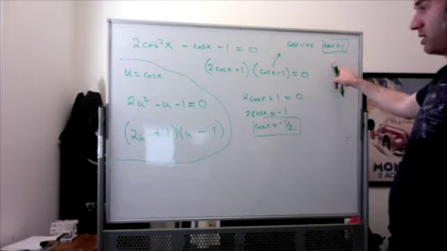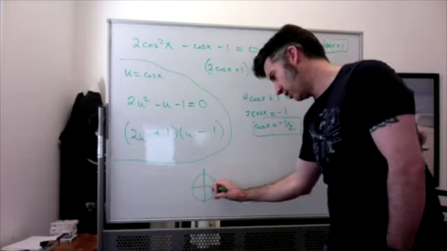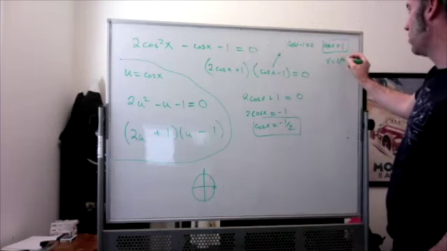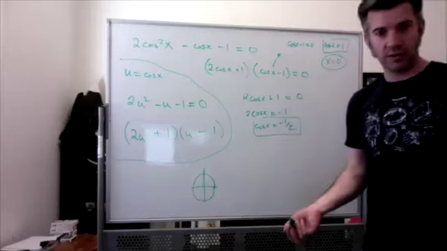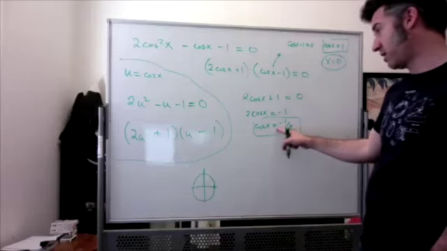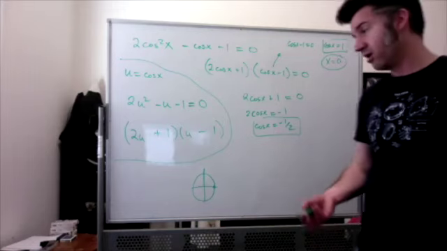Okay, so for cosine x equal to 1, well, that's not terrible. That's just this bottom of the circle. So the solution to that is going to be x equal to 0, 0 radians, or 0 degrees would also be technically correct. And then for cosine x equal to negative 1 half, again, I'm looking for the angle that cosine of the angle is equal to positive 1 half.